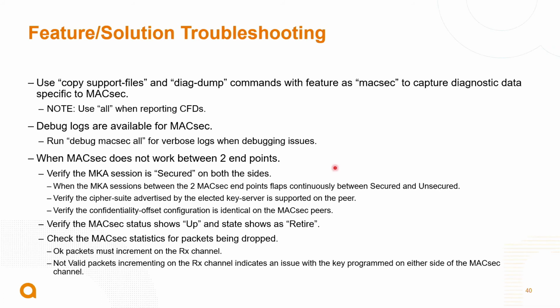And then verify the MACsec. Once the MKA session is secured, verify the MACsec status is up and the state shows as retire. And you have MACsec statistics available to check if there are packet drops. Use the statistics command to capture the statistics and verify if everything is okay. There is an okay packets field. You can verify on the RX side if they are incrementing. If you see the not valid packets increment, that indicates that there is probably a mismatch in the SACs programmed on either side of the MACsec channel, because of which the packets are actually getting dropped.